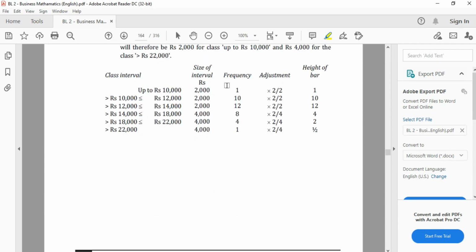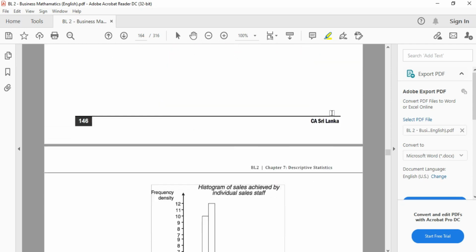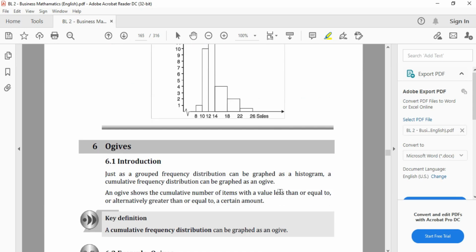So you can try these examples on your own. Remember, frequency must be multiplied by the adjustment factor to get the height of the bar. And then this column only will be used to draw your histogram.